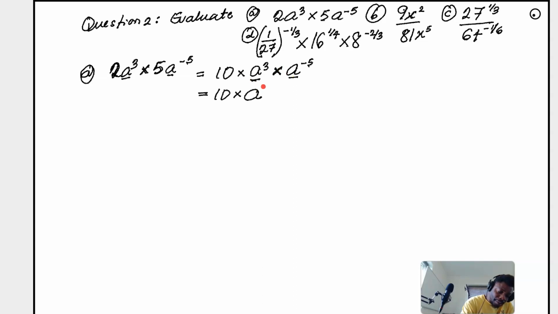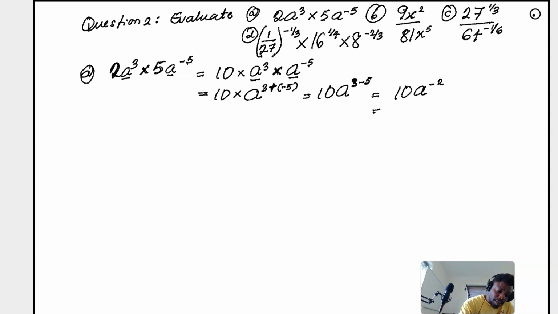Because you are multiplying, you add the powers. 3 plus, the times changes to plus, 3 plus, then you have minus 5 in bracket. So this is 10a^3 plus times minus. You remember in our previous video, plus times minus is minus, so that is minus 5. So this is 10a^(3 minus 5). 3 is less than 5, so I will put minus. So 5 minus 3 is 2.